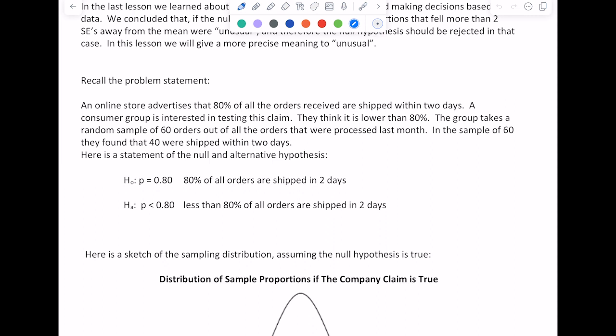So our null hypothesis, remember, is our status quo. So it is the actual claim. It's always going to be an equals. And in this case, we're dealing with p, which is our population parameter. The null is saying that the proportion of orders received that are shipped within 2 days is actually 80%. A consumer group, however, thinks it's lower. So they would be the alternative, which says the proportion is actually less than 0.80.